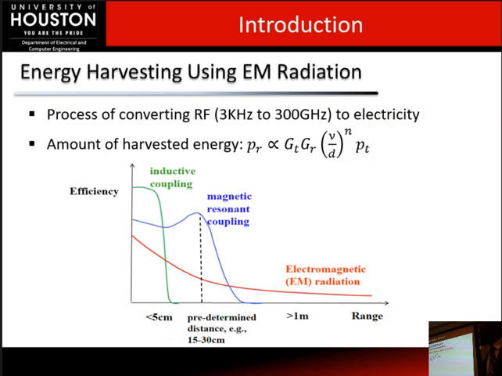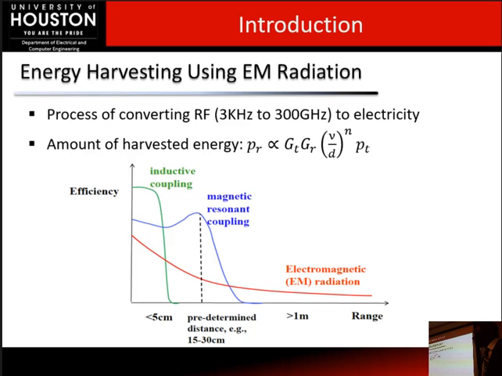So radio frequency energy harvesting actually is a process of converting electromagnetic radiation to electricity. And the amount of harvested energy is given by this equation, where the received power is proportional to the antenna gains, the wavelength, the distance between the transmitter and receiver, and the transmit power.